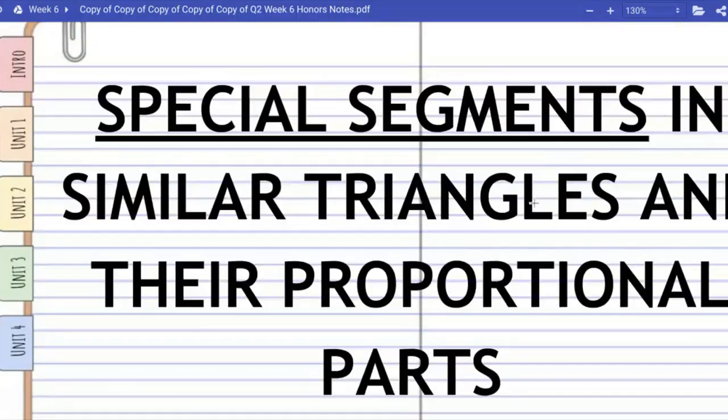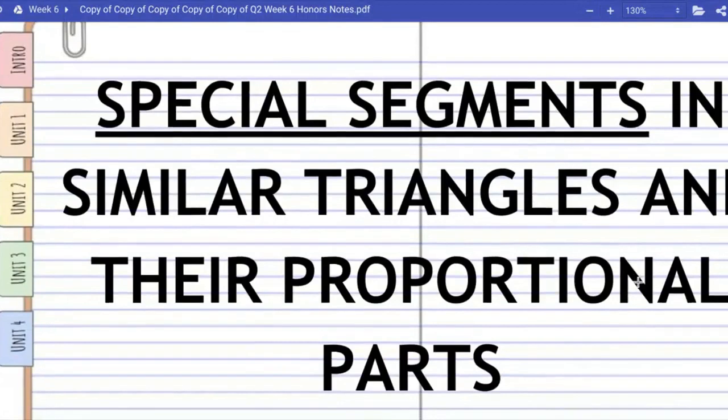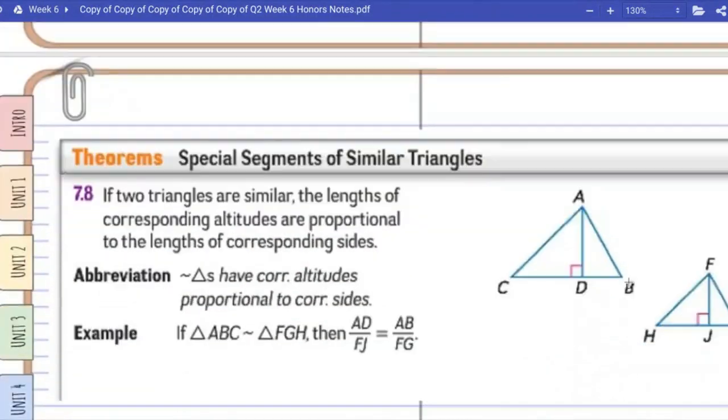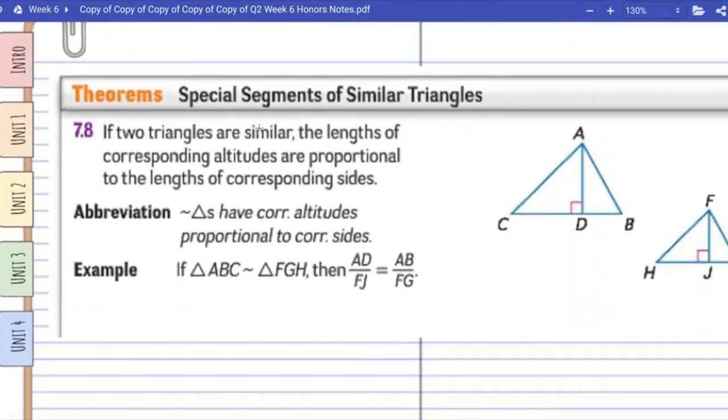About special segments and similar triangles and their proportional parts. It sounds like a lot, but it really is really easy. So when I look at my first theorem I have here, I'm going to tell you that these two triangles are similar to each other. Triangle ACB is similar to triangle FHG.